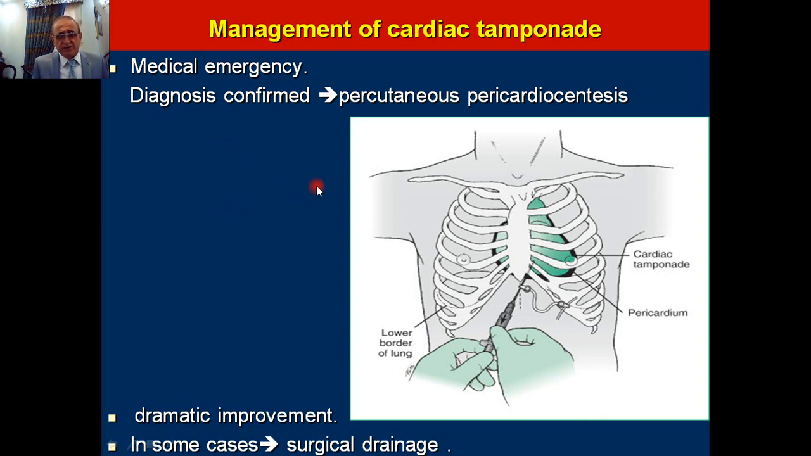Now, what is the treatment? Obviously, it's a medical emergency. There should be prompt aspiration. Once we confirm the diagnosis, we do pericardiocentesis, and actually once we aspirate the fluid, even small amounts, there will be dramatic improvement. So this is a medical emergency. Once you diagnose the case, immediate aspiration, and then there will be dramatic improvement, and in some cases we need surgical drainage or a tube.